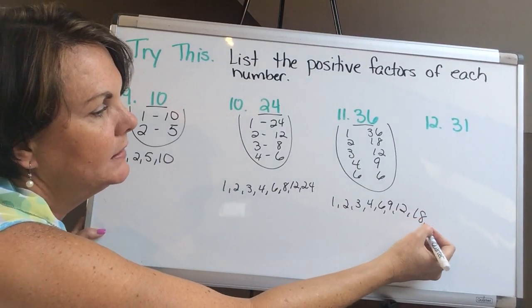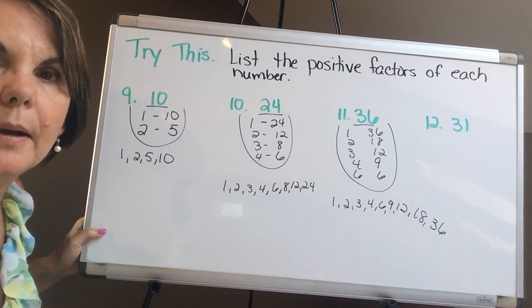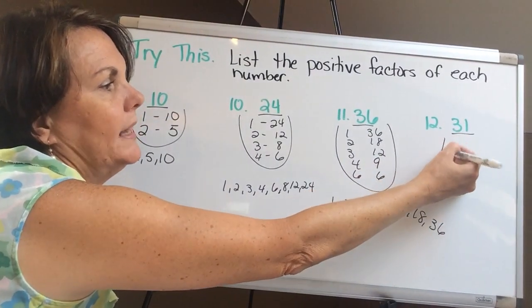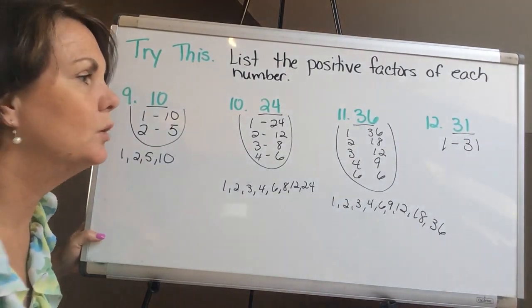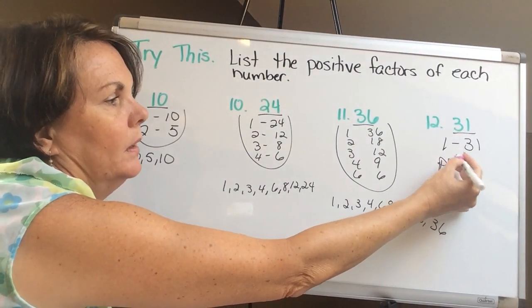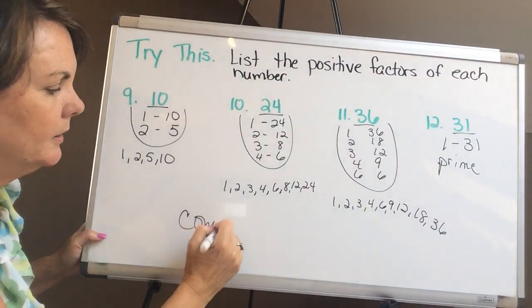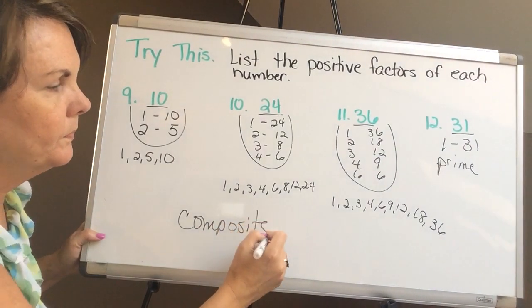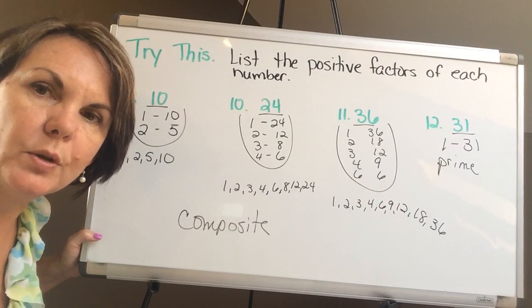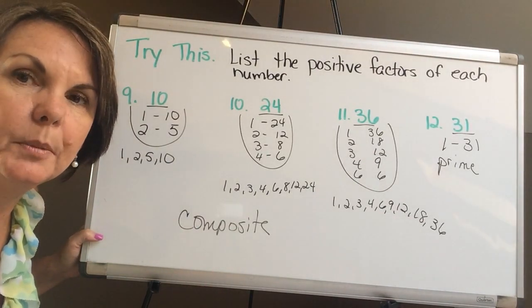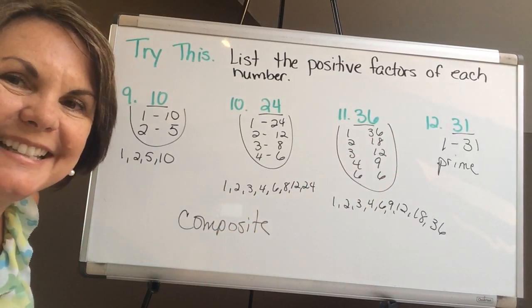18, and 36. And finally, the last one, 31. Well, the only way to get to 31 is 1 times 31. All right, that's called a prime number. These are composite numbers. Prime number has only 1 and itself for factors. Composite numbers, if you can find any other combination to get to that number, it's composite. 1 is not a prime number. And that's it. Good luck.